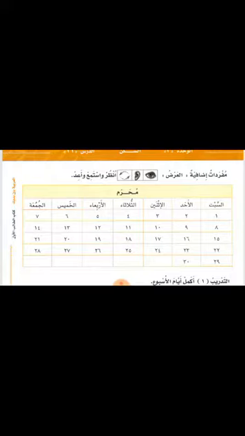Read these names. As-Sabt, Al-Ahad. As-Sabt means Saturday. Al-Ahad, Sunday. Al-Ithnain, Monday. Al-Thulatha is Tuesday. Al-Arba'a, Wednesday. Al-Khamis is Thursday. Al-Jumu'ah is Friday. Okay, so these are the names of the days of the week. You will have to memorize these, okay?